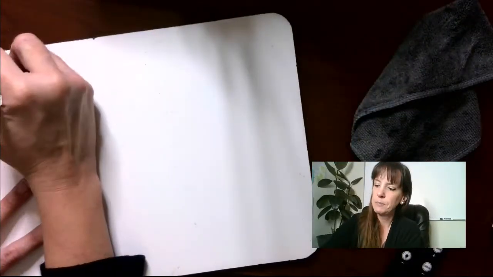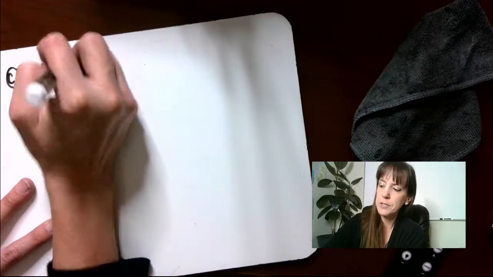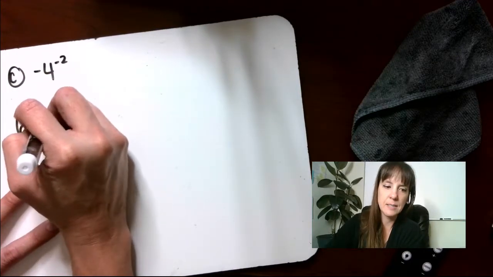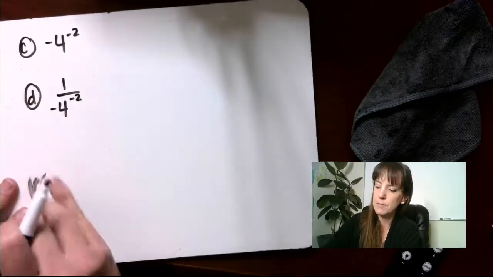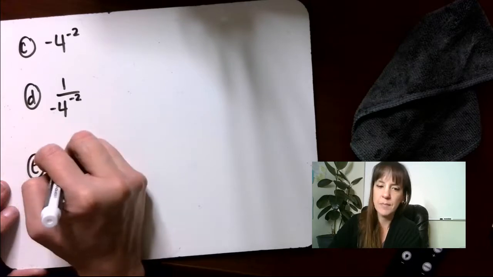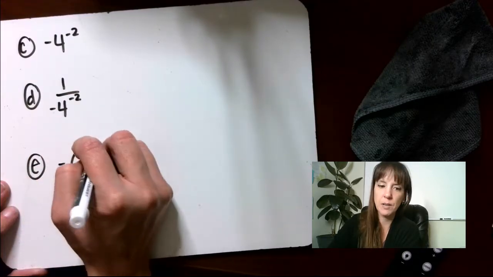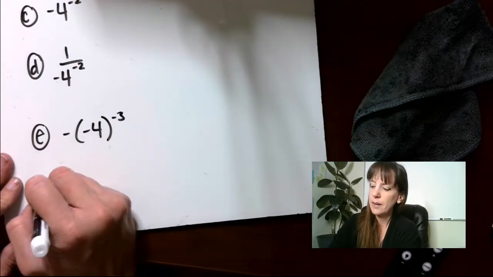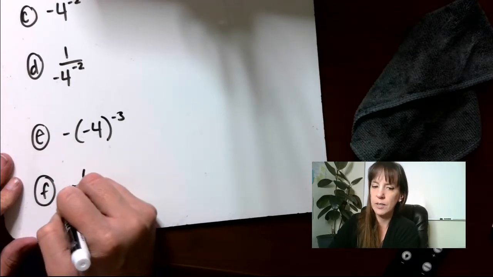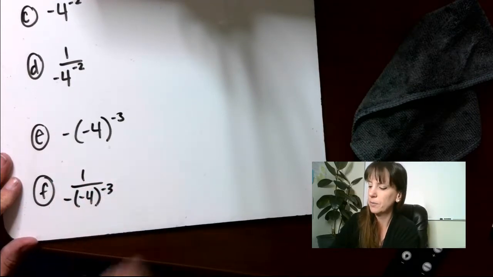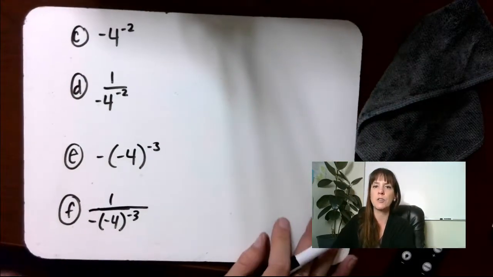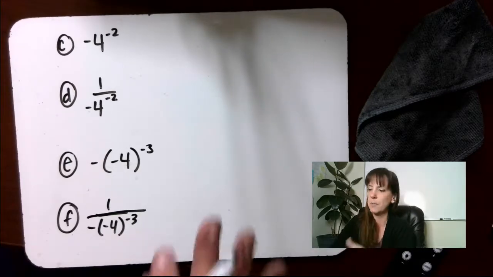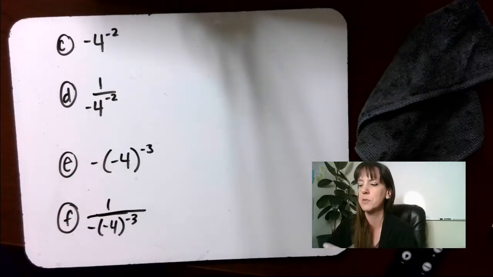Let's look at C. All right, so C is -4 to the -2. D is 1 over -4 to the -2. E is -4 to the -3. And then F is 1 over -4 to the -3. Okay, so put that all the way. So, all right, guys, make sure to give these a shot and then come on back. If you haven't already, make sure to pause it, give them a shot, and then come on back.